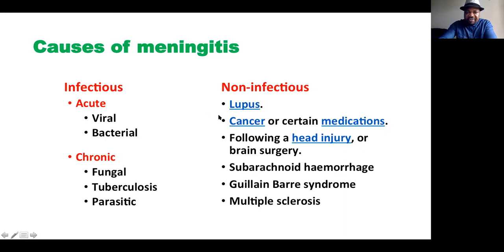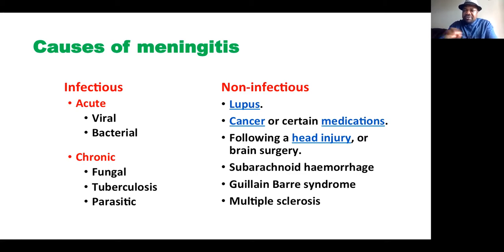In this first part, we will mainly discuss acute meningitis that can be viral or bacterial. Then in the next lecture, the second part of this lecture series on meningitis, we will discuss mainly fungal and tuberculosis meningitis, but we also have parasitic meningitis that also causes chronic meningitis.